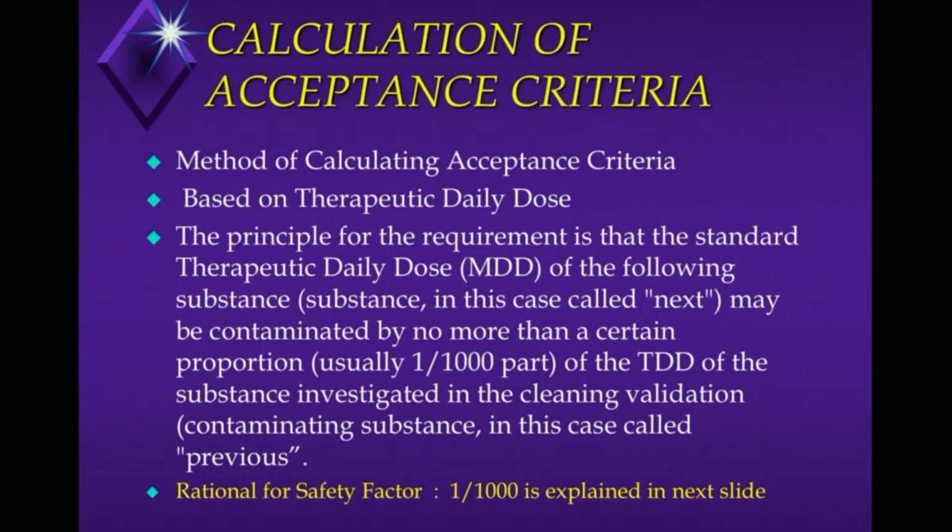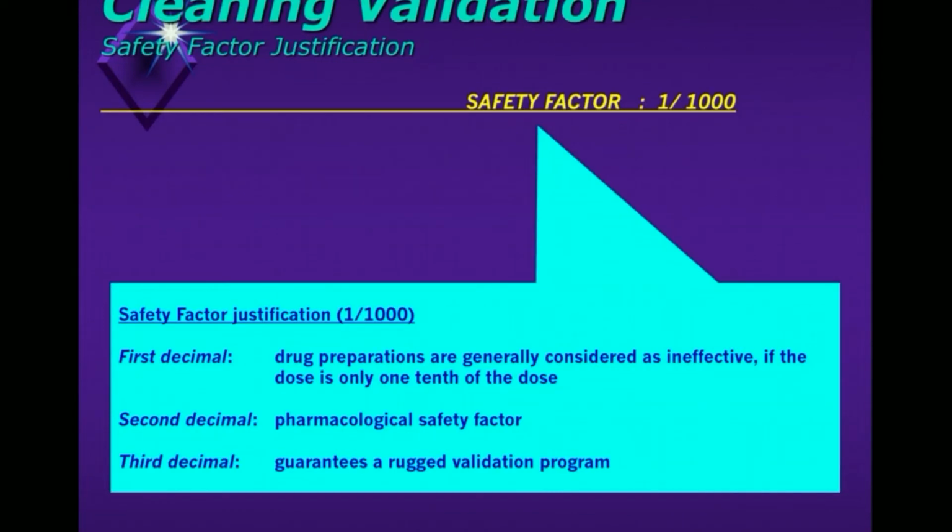Method for calculating acceptance criteria. The following method is based on therapeutic daily dose. The principle for the requirement is that the standard therapeutic daily dose of the next or subsequent product may be contaminated by no more than a certain portion or proportion of the active of the previous product. Allowable contaminants from the previous product in the next product is less than 1/1,000 part of the active of the previous batch. As I mentioned earlier, allowable contaminants from the previous active must be less than 1/1,000 fraction in the next or subsequent product.